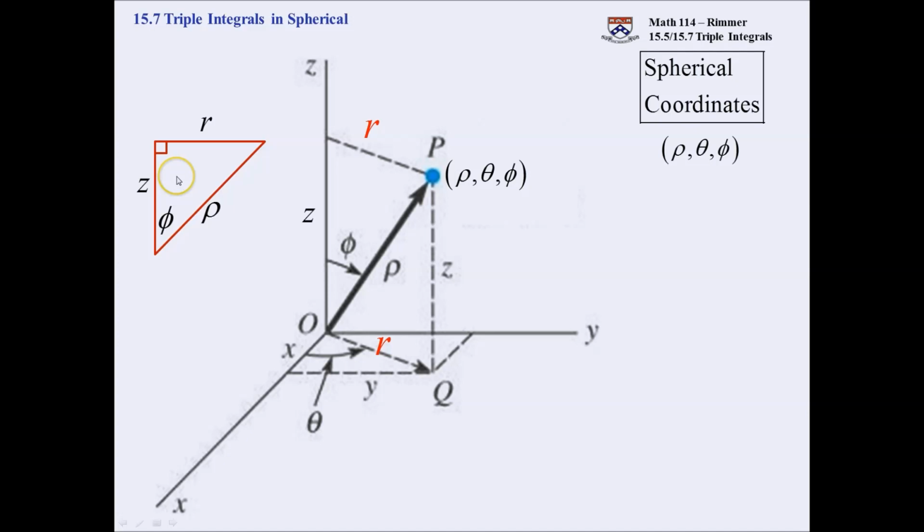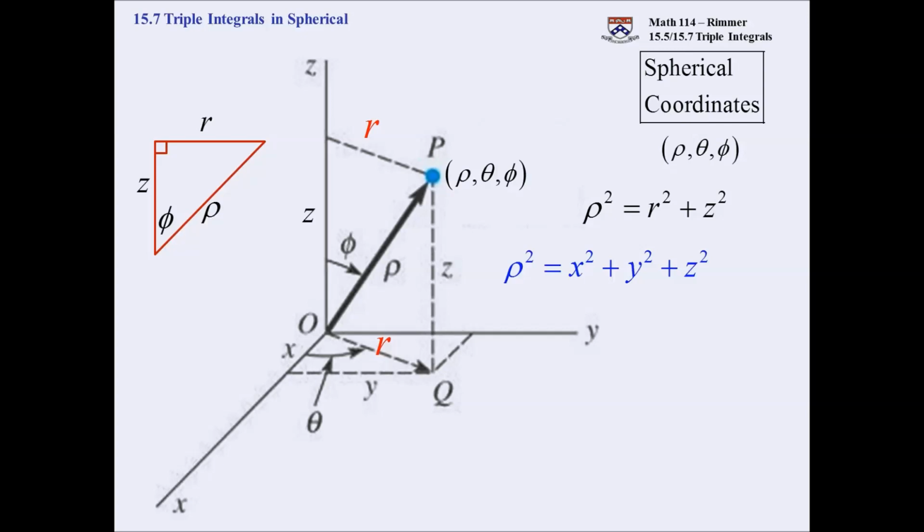The Pythagorean theorem will tell us first that z squared plus r squared is rho squared. But we know what r squared is. r squared is x squared plus y squared. So rho squared would be then just x squared plus y squared plus z squared. That's what you would think. This distance at the point is from the origin. Rho is the square root of that, and rho squared is x squared plus y squared plus z squared.